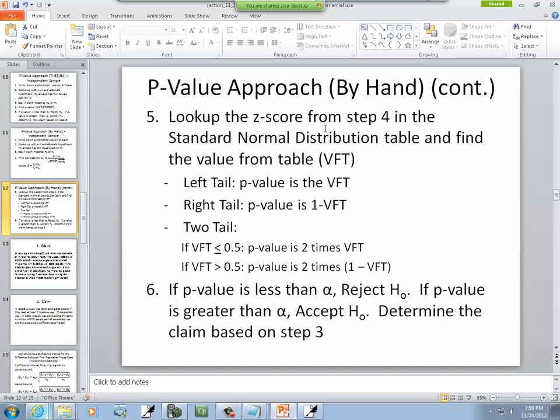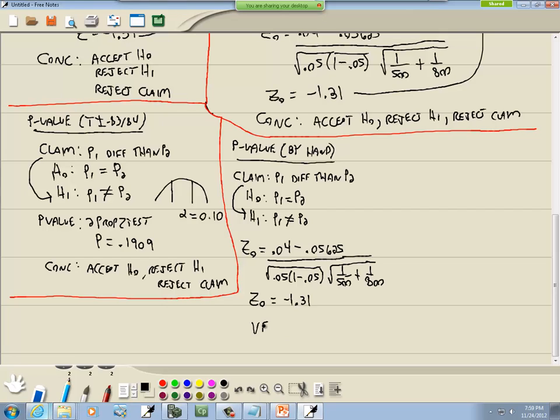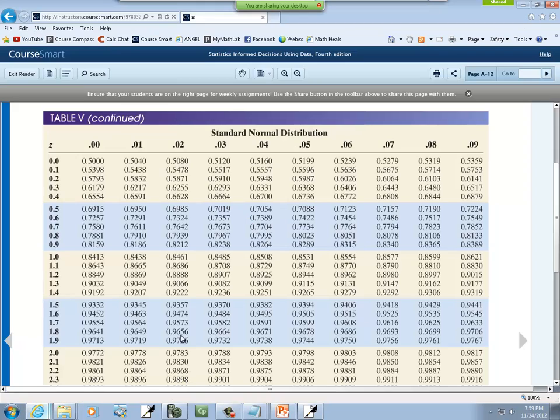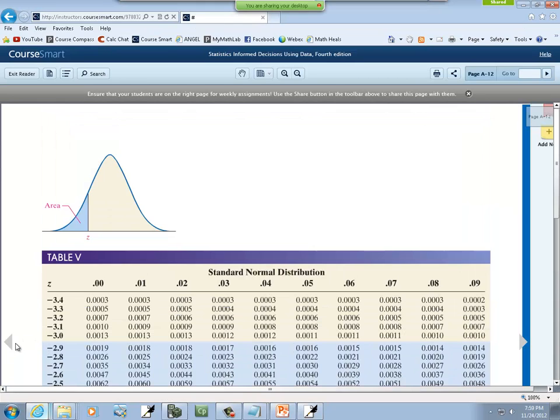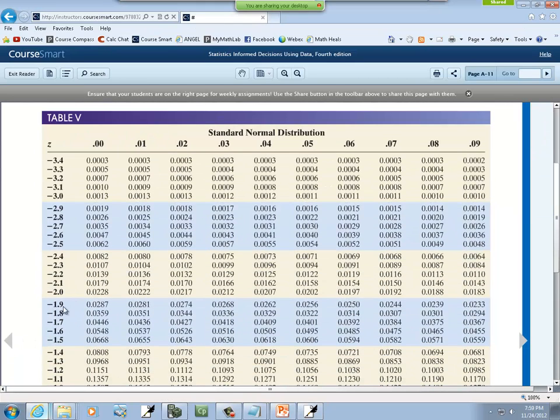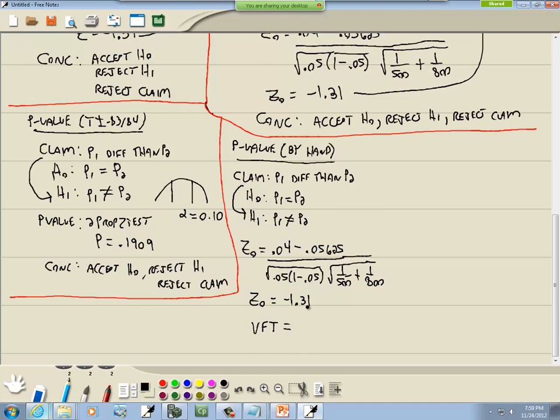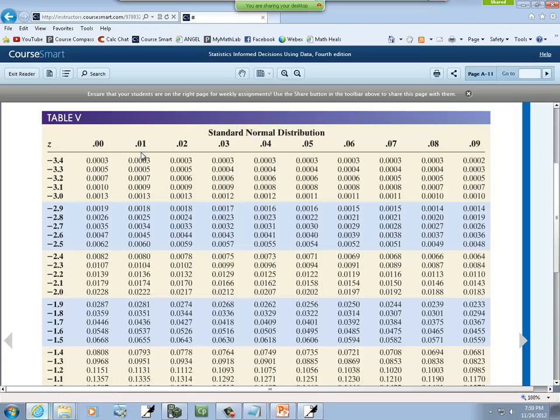Now look up the z-score from step 4 in a standard normal distribution table. Find the value from the table. So I got negative 1.31. So I come over here to negative 1.3 on the left side, right there. And our hundredths place is the 1, so we'll look in the 0.01 column. Negative 1.31 would give us 0.0951.